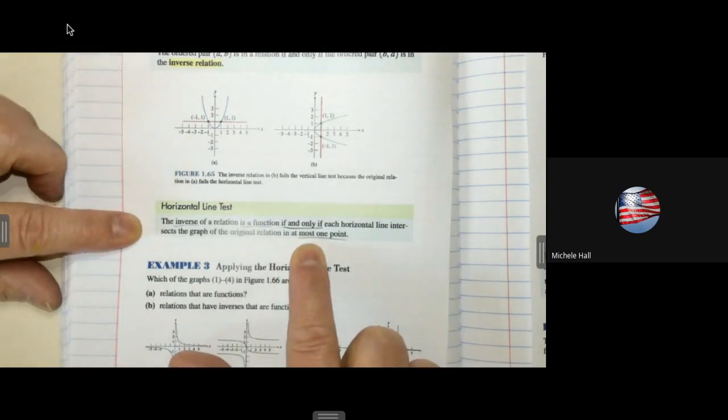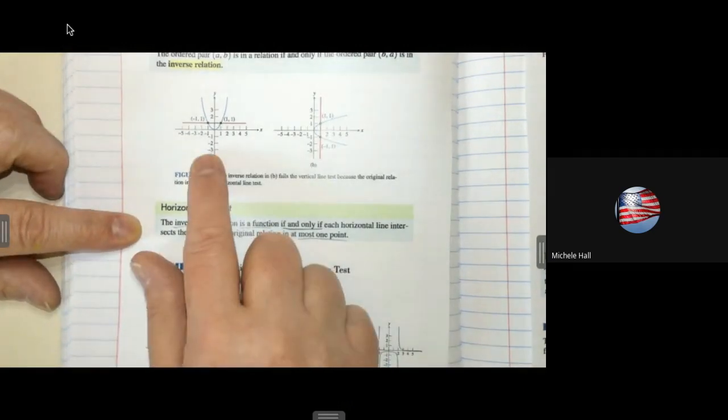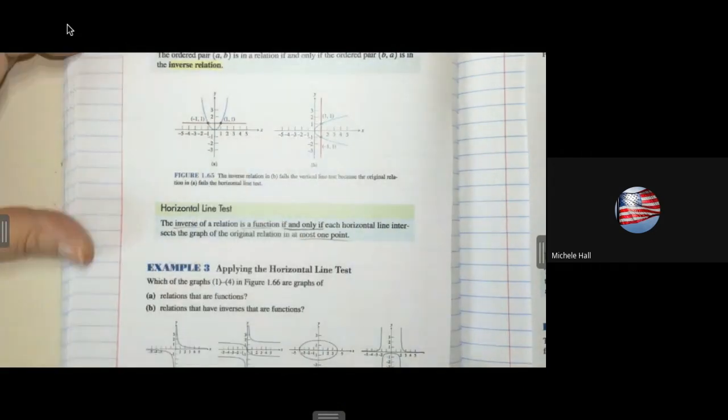if it hits the point at one point. Like if I look at this one, it hits it twice. So I'm not going to be able to find the inverse of that because it didn't pass the horizontal line test.